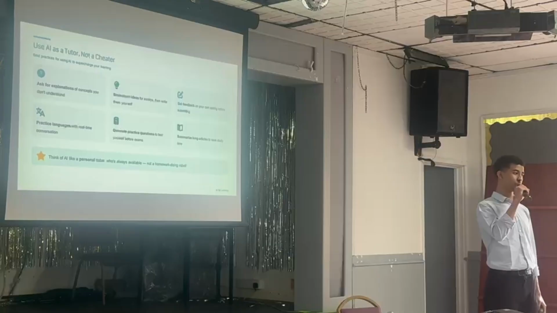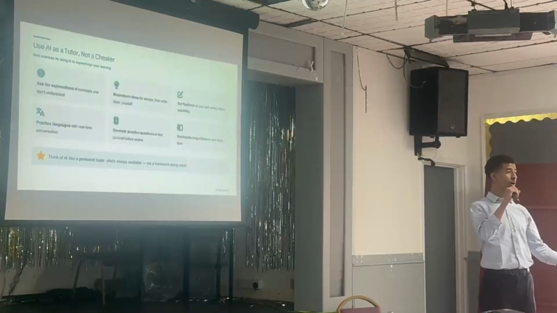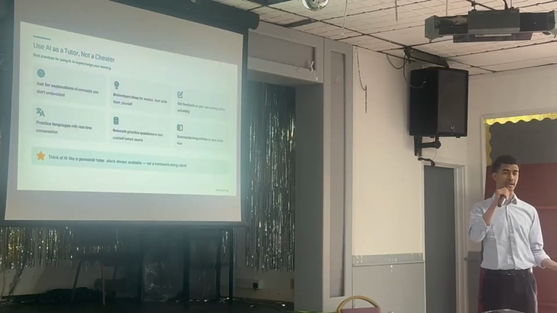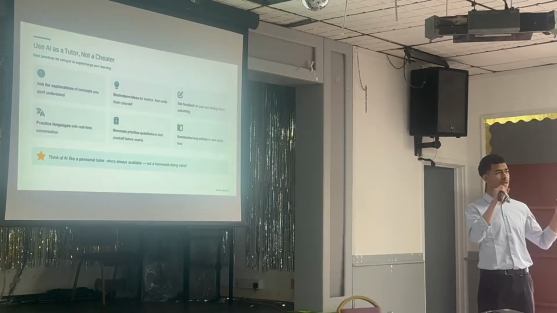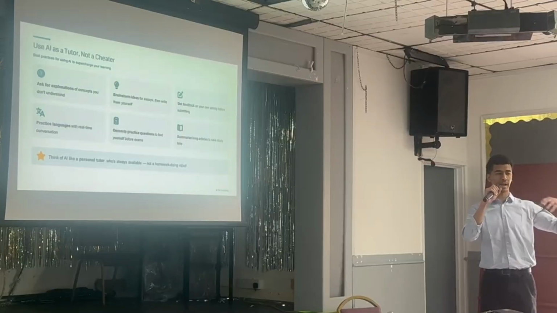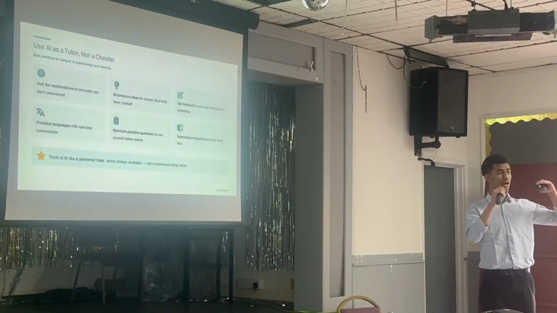It's not a homework doing robot. You cannot just give it the homework and expect it to do it every single time without there being consequences on your ability to learn. Actually, there has been a lot of research recently on cognitive decline of people who are using AI to do their work, specifically people who are 18 and under.